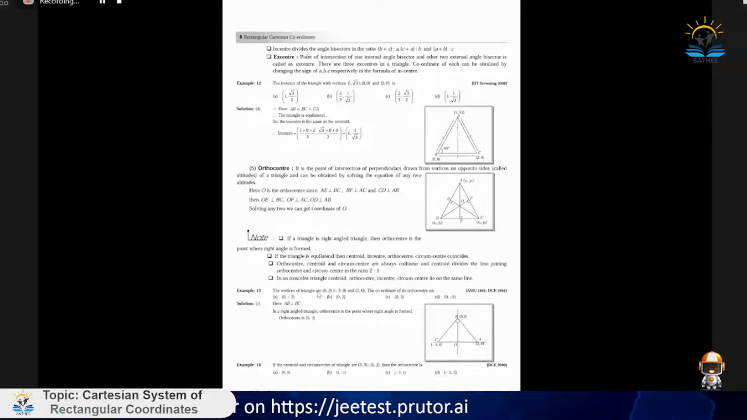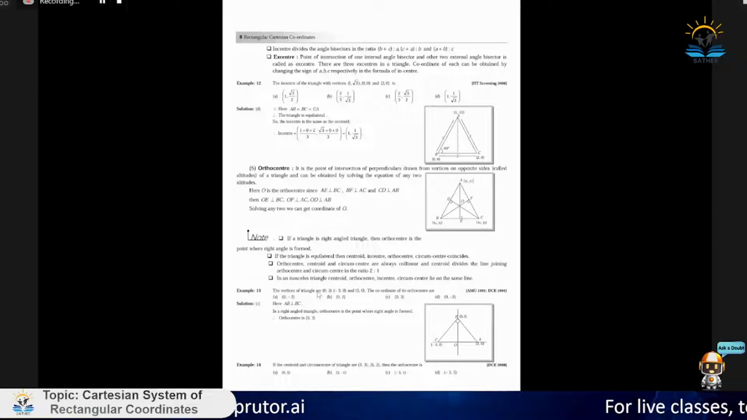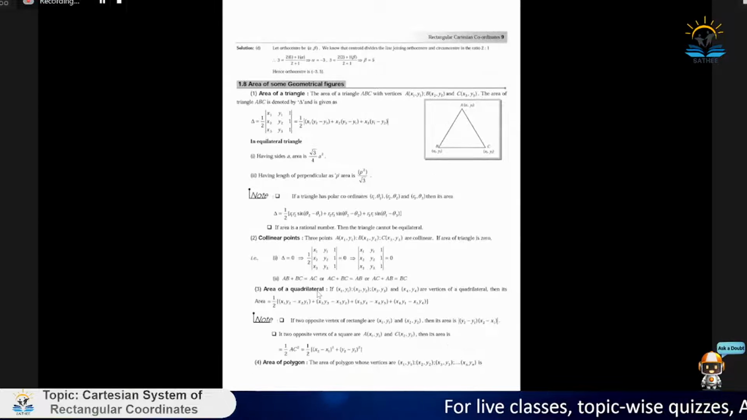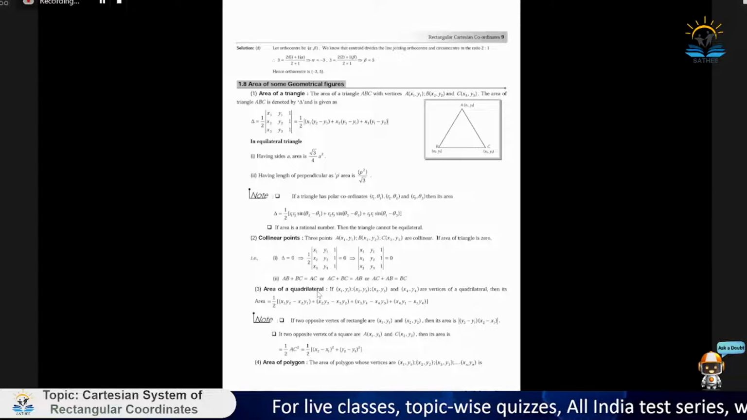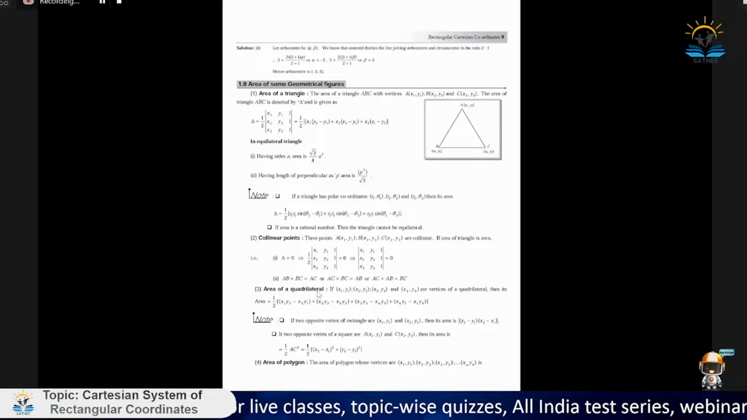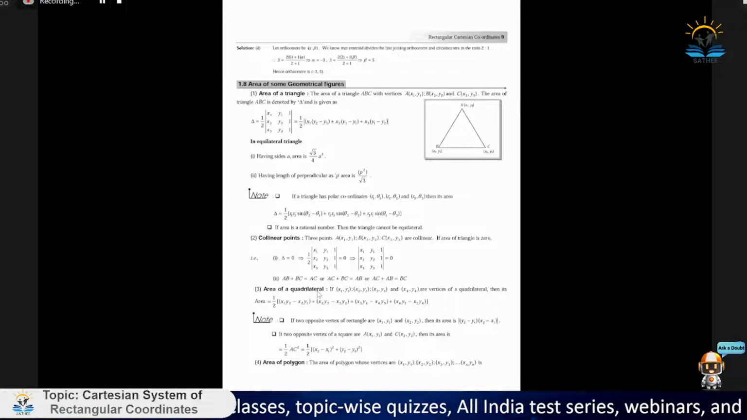The centroid and the circumcenter of the triangle are (3, 3) and (6, 2). Then its orthocenter is? Here we have the centroid point and the circumcenter point. We know that the centroid divides the circumcenter and the orthocenter in a 2:1 ratio. So we'll take the orthocenter as (alpha, beta), use the formula here, and you'll get that the orthocenter is (3, 5).